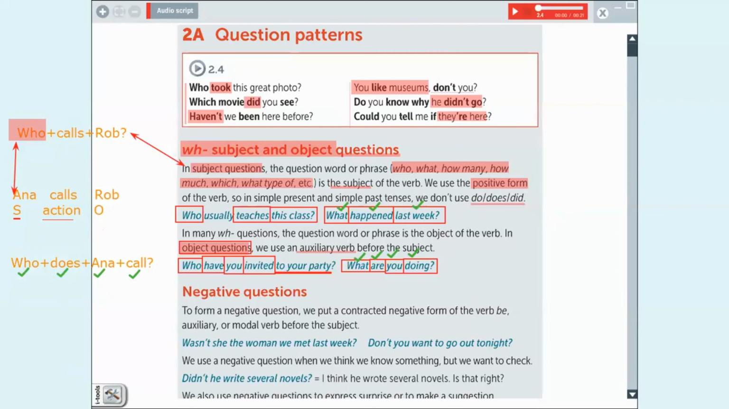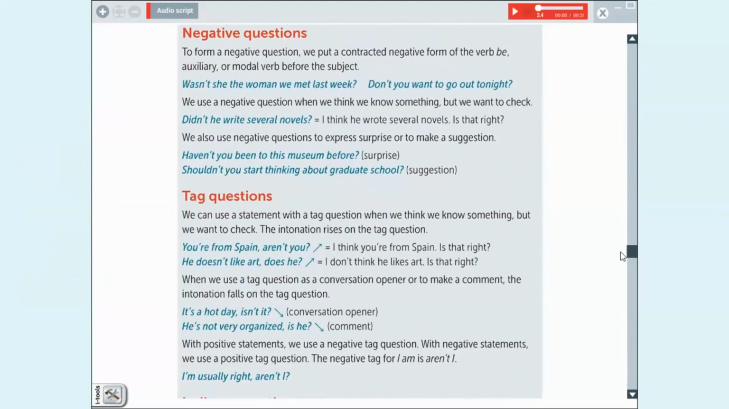There you have it. This who is replacing the object of this one. And that's the reason all this question is called object question. So Cindy, so far so good. Any questions at the moment? No. Oh, it's okay. Now, negative questions.